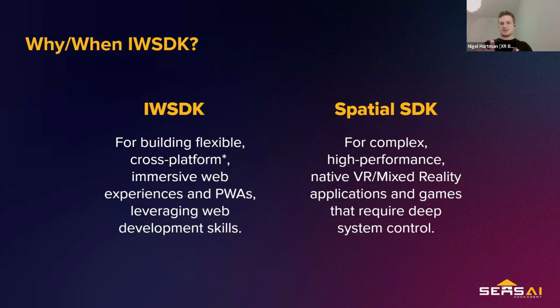For example, the Spatial SDK, like you saw before, you should probably use for high performance applications where you maybe also need deeper access to the hardware itself. Probably a lot if you want to run AI directly on device right now. It will maybe at some point also be possible in IWSDK. But if you really need this deep access, probably the Spatial SDK is the better choice.